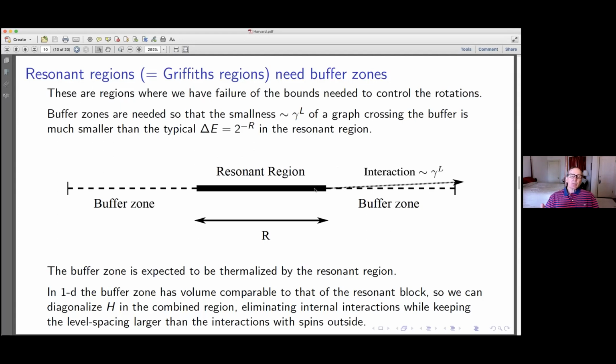It's also worth mentioning that this is a key distinction between one dimension and higher dimensions. In 1D, the buffer zone has volume comparable to the volume of the block. But in higher dimensions, it can be much larger. And so this leads to problems in trying to extend these ideas into higher dimensions. In fact, most people would say you don't have true MBL in higher dimensions. You may have a sort of quasi-MBL where things remain localized for very long time scales, but if you go to infinite times, you do have thermalization.